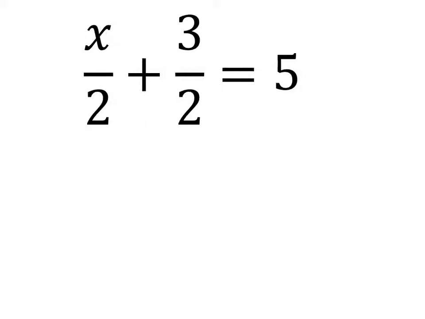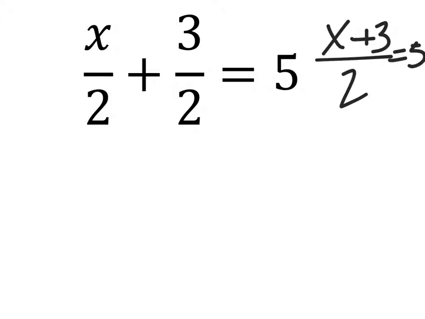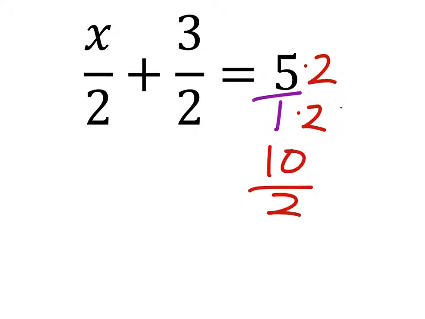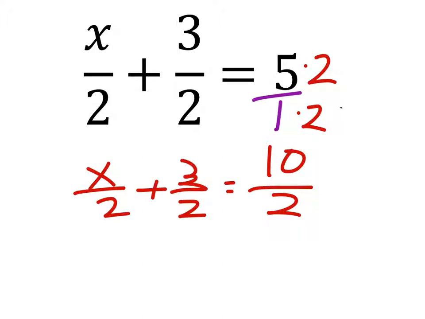You could change this back into a single fraction, making that (x + 3)/2 = 5. Or you could solve this by finding all common denominators. So again, we would say that's 5 over 1. And the denominator we want is 2. So we'd have to multiply the 1 by 2, so we'll have to multiply the 5 by 2. Notice 2 over 2 is 1, so we're not really changing the value of 5. And we all know that 10 over 2 is, well, 5. So that gives us x/2 + 3/2 = 10/2.